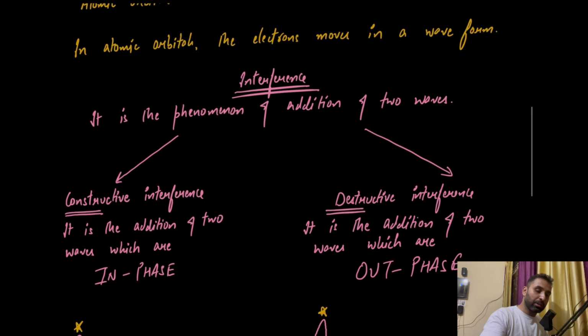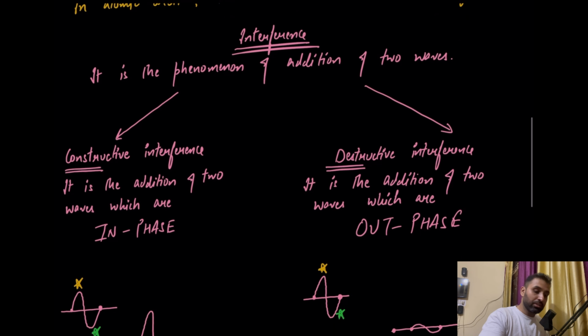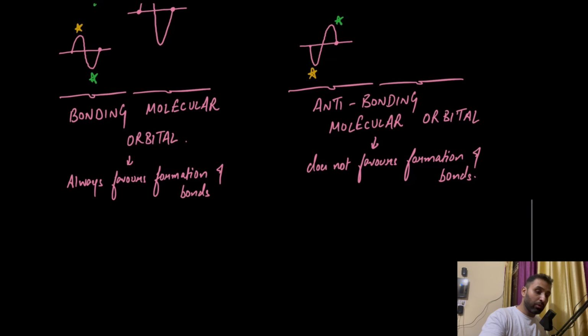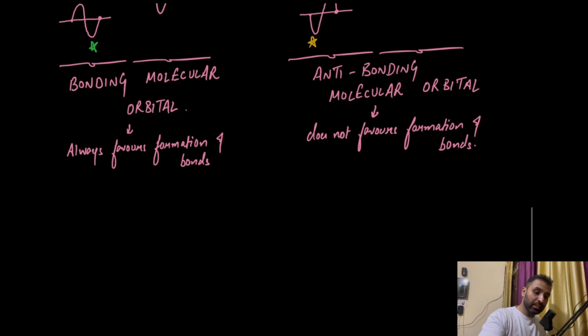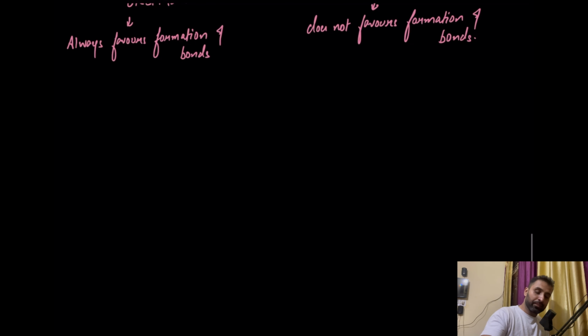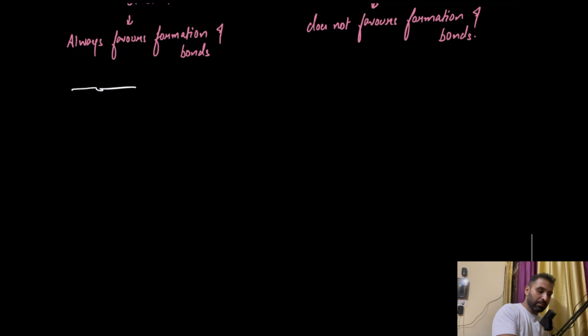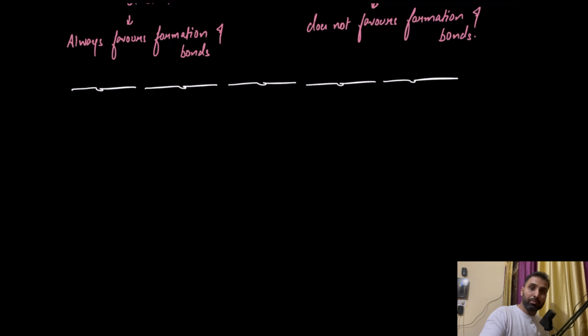So that's all about interference. Now I'm going to make the orbital diagrams of intermixing of 1s and 1s, intermixing of 2s and 2s, and intermixing of 2p and 2p. Let's make it. Let's start with the orbital diagrams.